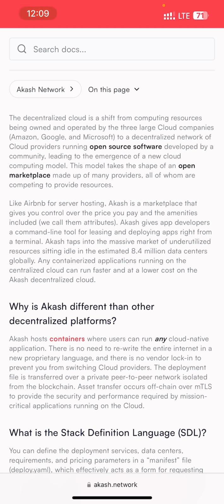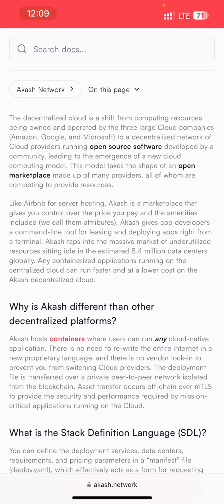Akash taps into the massive market of the unutilized resources sitting idle in the estimated 8.4 million data centers globally, and any containerized application running on the decentralized cloud can run faster and at a lower cost on Akash decentralized cloud. What more are you looking for? This is showing so much potential in it.